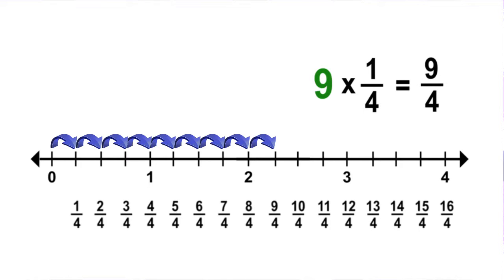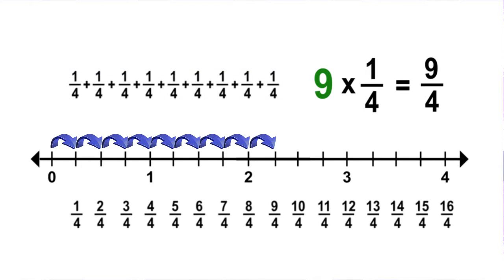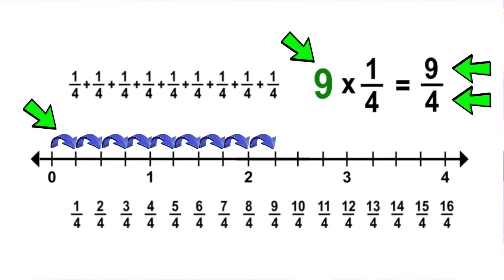9 times 1/4 is the same as 9 groups of 1/4. We could also think of this as 9 times 1/4, or 9/4. When we look at the two examples, what do you notice? Do you see a pattern? It looks like the whole number, or number of jumps, and the numerator are multiplied together, and the denominator stays the same.